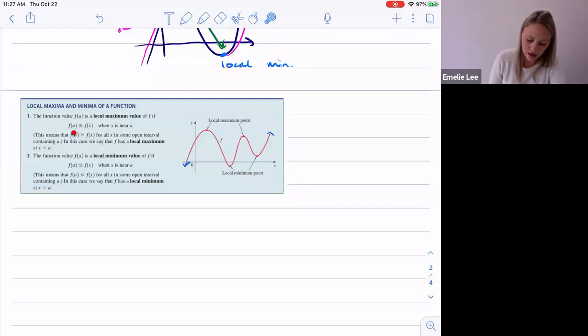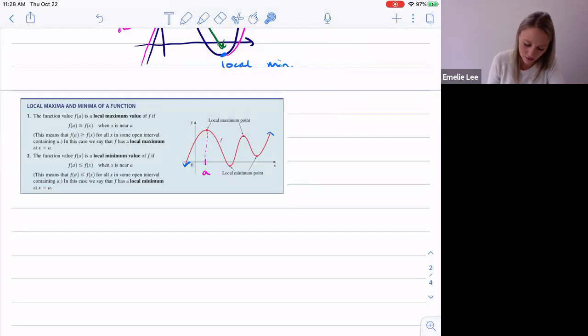So what does it mean? A function f of a is a local maximum if f of a is larger than all other f of x when x is near a. So what does that look like? It looks like here at a. F of a, the output at a, is larger than all other outputs around x equals a. So it's going to be the largest out of all these possible outputs hanging out around a.